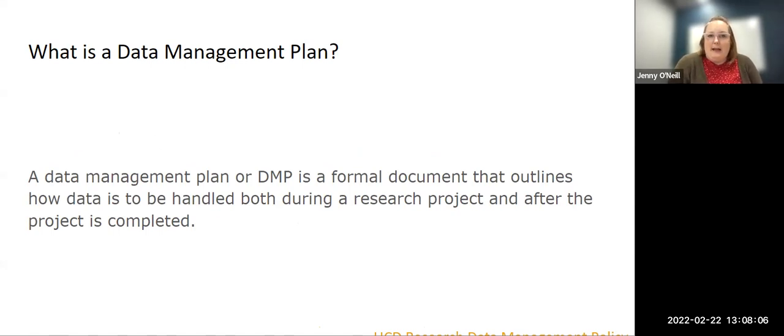A data management plan, or a DMP, is a formal document that outlines how data is to be handled both during a research project and then after the project is completed. So this is a document that you're going to create, ideally at the beginning of the research project, and it's going to answer a bunch of questions about how you plan on managing your research data during the project and how you plan on sharing those data at the end of the project.